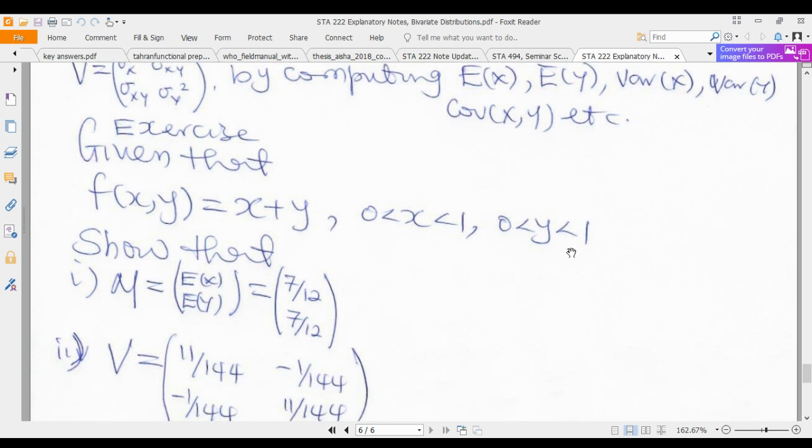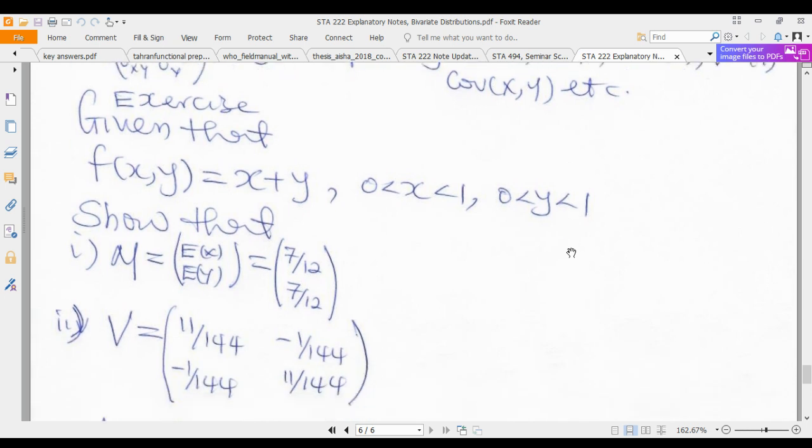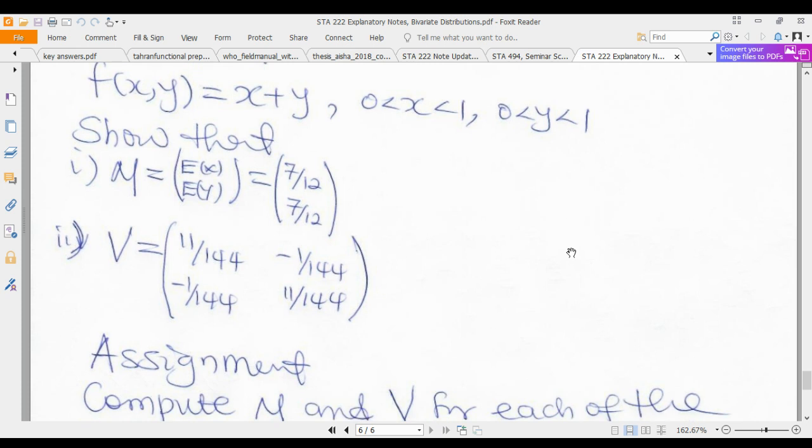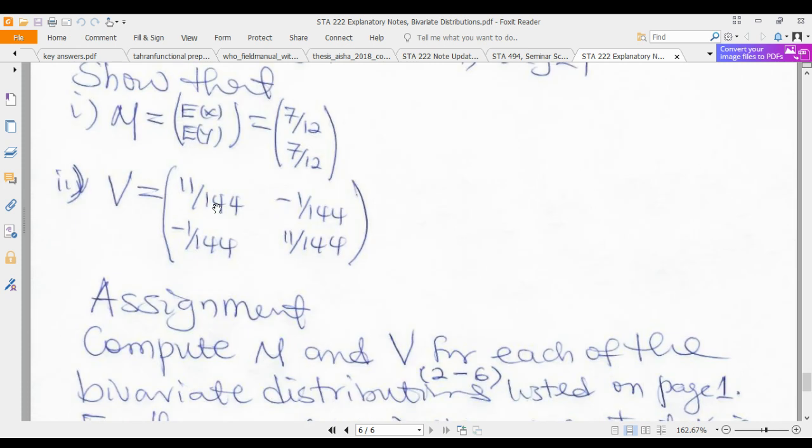So if you are given a function f of x comma y is equal to x plus y, where x ranges from 0 to 1 and y is also from 0 to 1, show that the mu, that is the mean vector, is equal to 7 over 12, 7 over 12. The variance covariance matrix is 11 over 144, 11 over 144, minus 1 over 144, minus 1 over 144.